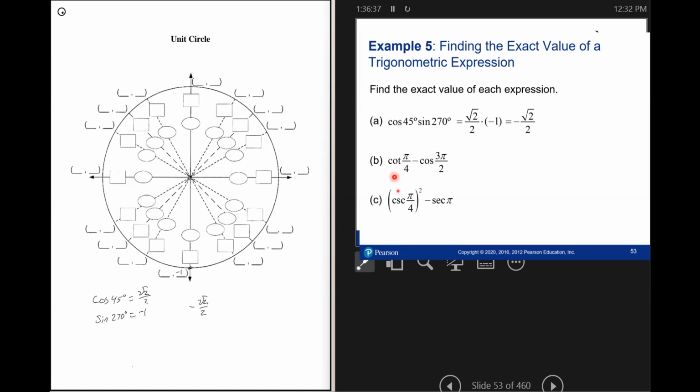And cotangent of pi over 4, well, we had worked that out earlier that equals 1, right? Cotangent is x over y, and x and y are the same value at 45 degrees or pi over 4, so that's 1. And the cosine of 3 pi over 2, again, that's 270 degrees down here. Well, the cosine is 0. So I have 1 minus 0, which is 1.